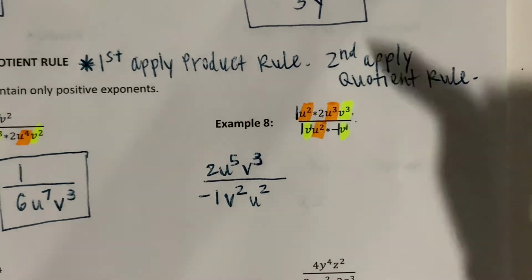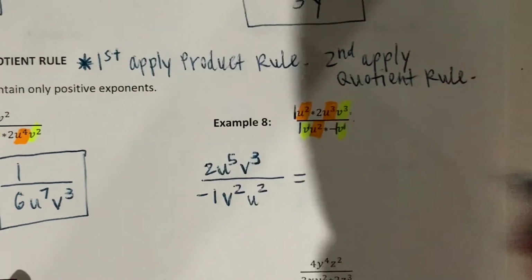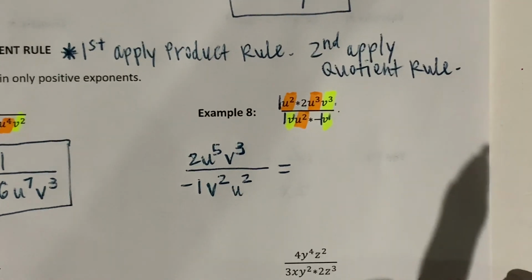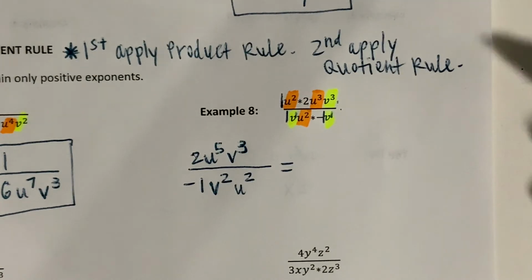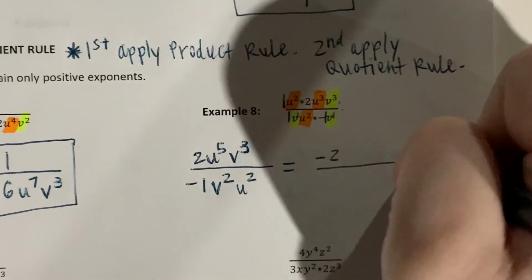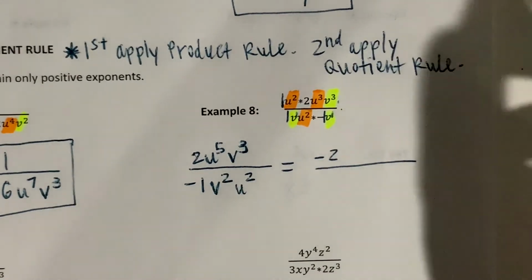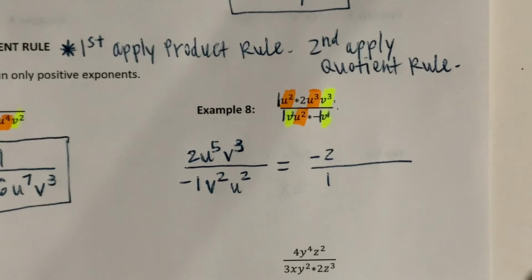All right, so I applied the product rule on the top, the product rule in the bottom. So no more product rule, right? There's no more multiplication signs. Now I need to do quotient rule. So 2 divided by -1, that's going to give me -2. You could also pull the negative out front, that's fine. Or even if you want to write it -2/1, that's fine.